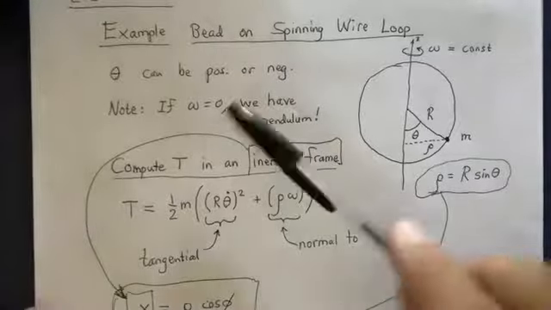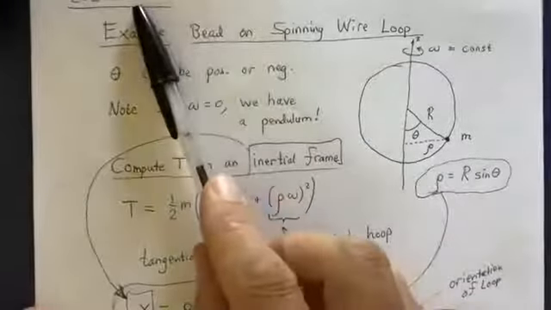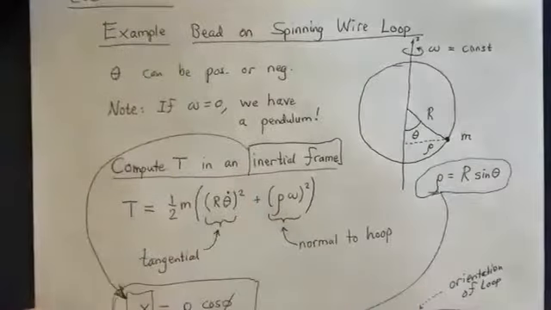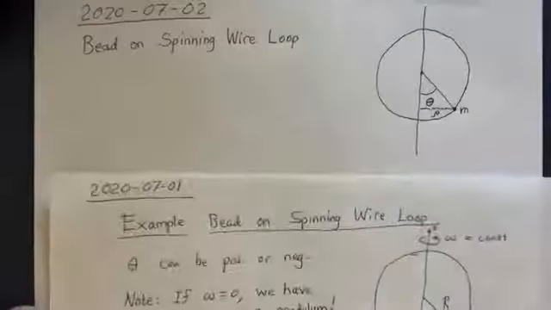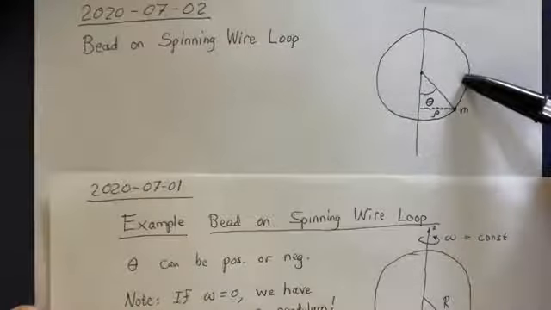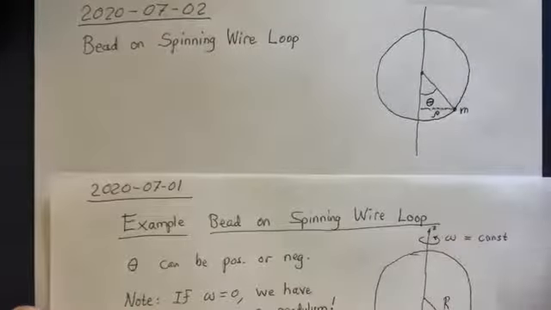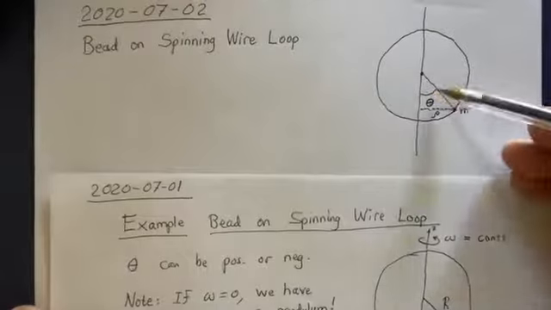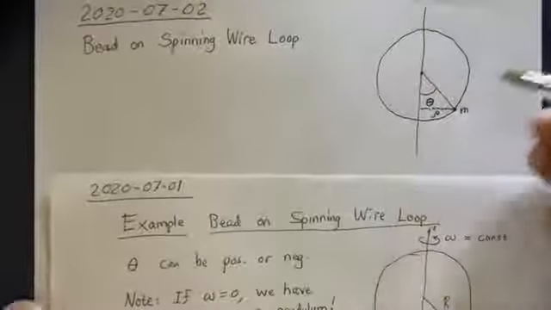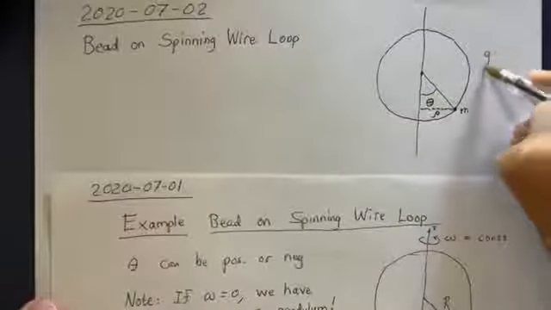So this discussion here, again, these were the notes from yesterday's lecture. Now, what I've done for today, I've copied over the diagram, again, with the crucial elements. Theta is our generalized coordinate.